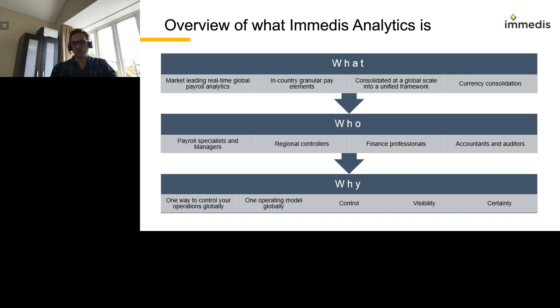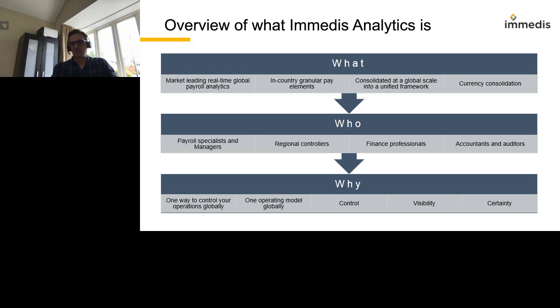Which is very different to the kind of classic patchwork quilt approach to global payroll that would have been the legacy of this industry, whereby effectively you're getting different structures of data, different structures of gross to nets, depending on the jurisdictions you're operating in. This really eradicates that. The other key component of the Immedis platform is the consolidation of your global reporting in unified currencies. So regardless of the jurisdictional currency you're operating your payroll in, being able to report that at a global scale in one or more currencies depending on your specific needs and reporting requirements.